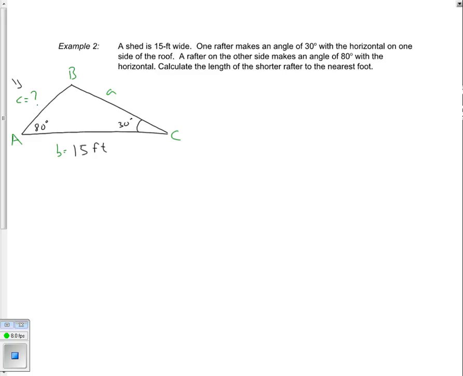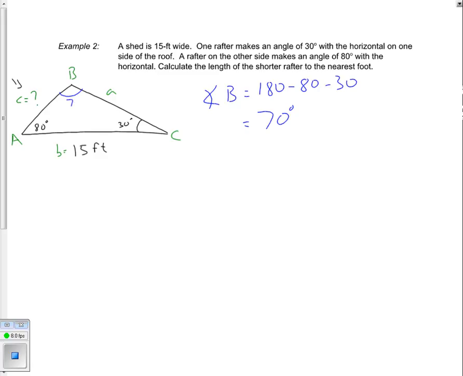So can we use sine law? Well, we have two angles and we have a side length. But because we have two angles, we can actually figure out that third angle. And that will allow us to have a complete side angle pairing. So let's figure out what angle B is. So angle B is going to equal 180 degrees minus 80 degrees minus 30 degrees. Okay, so angle B is actually going to equal 70 degrees.